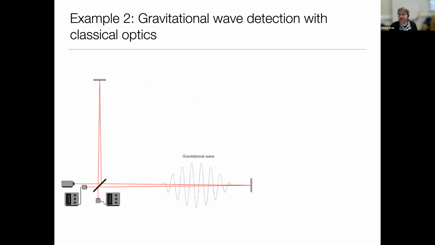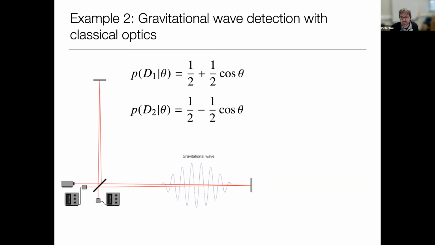But let's move on to a slightly more interesting example: gravitational wave detection with classical optics or single photons. What are the probabilities for these two detectors to fire? Detector 1 will fire with this probability, and detector 2 will fire with this other probability. You can quickly check that these two probabilities sum up to 1.